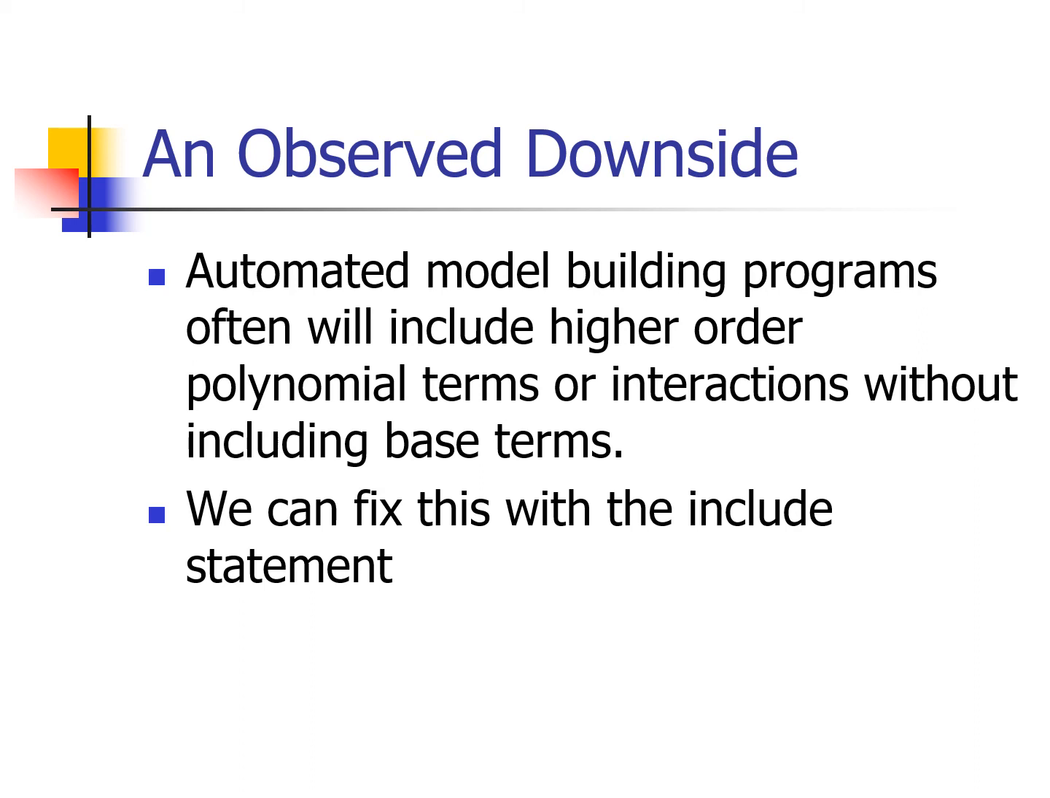Now, I mentioned that we want to be careful using automated model building processes. Why? Because automated model building processes will sometimes do silly things. For example, include a higher order polynomial term without the lower order polynomial terms. And we just saw an example of that, didn't we? We had length squared but no length. There actually is a way to kind of fix this problem. We could fix this problem using the include statement. So this is just showing you a little bit of extra bells and whistles in proc reg.